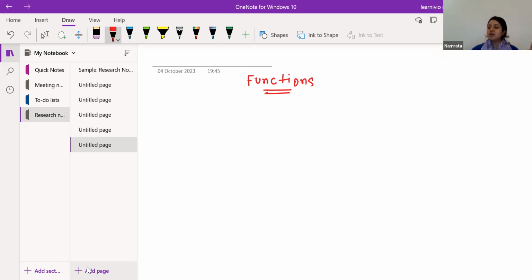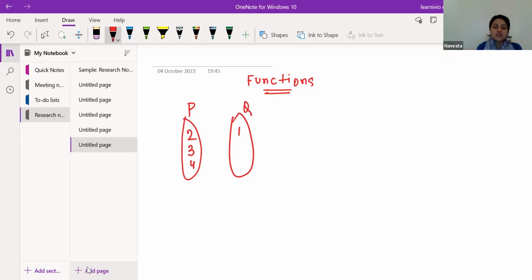In normal language, a function means, suppose we have a set P and a set Q. P has the elements 2, 3, 4, and Q has the elements 1 and 2. Now the image of 2 is 1, the image of 3 is also 1, and the image of 4 is 2. If each and every element has its unique image, then we can say it's a function.